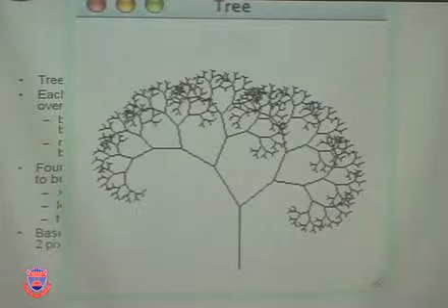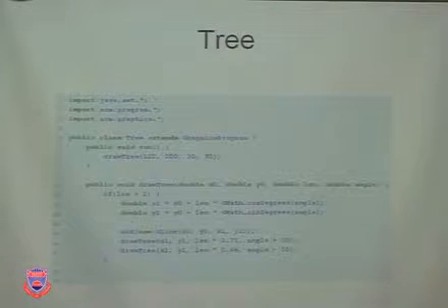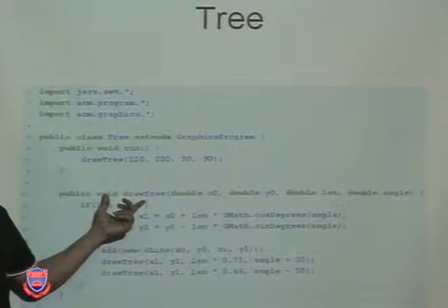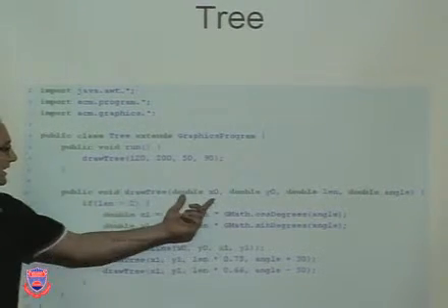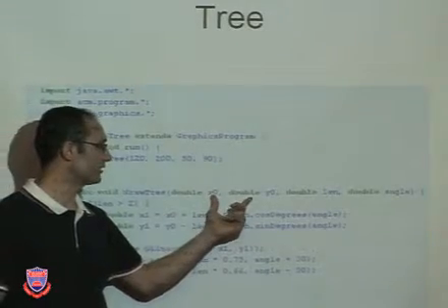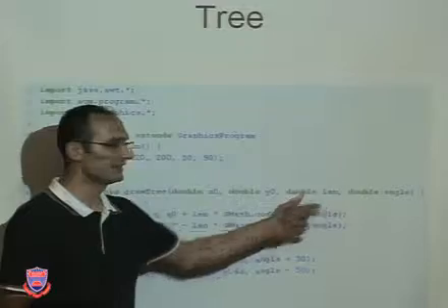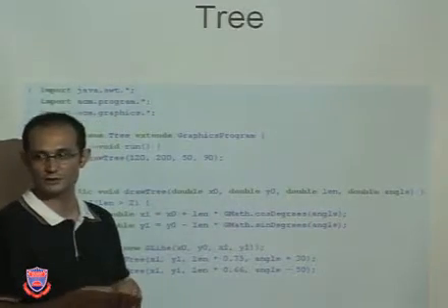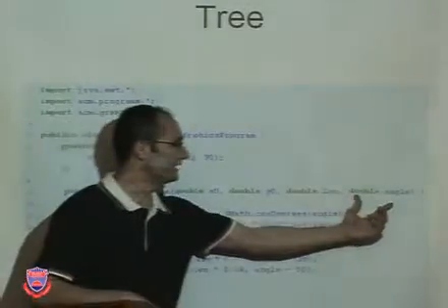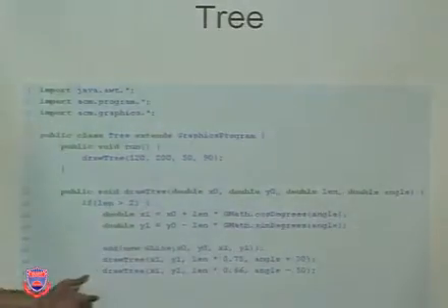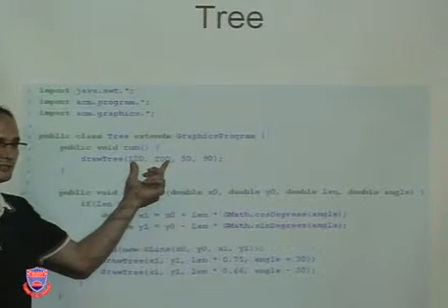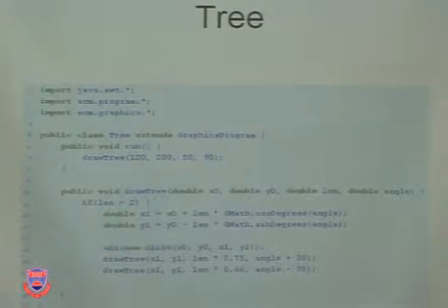So if you look into the implementation, basically what you have is that draw tree is a method which calls itself recursively, and it has the coordinates to start with, draw tree x0 and y0, and then you have the length to start with, how long your tree's recursive step is going to be, and then the angle that you start with. So initially you start with draw tree 120, 200, which is the coordinates of the starting point.